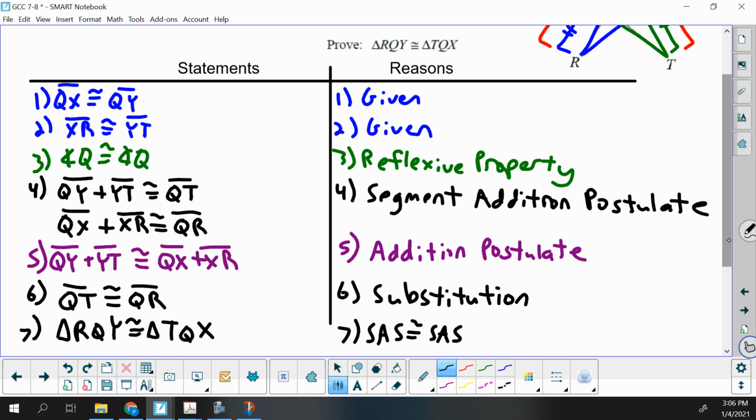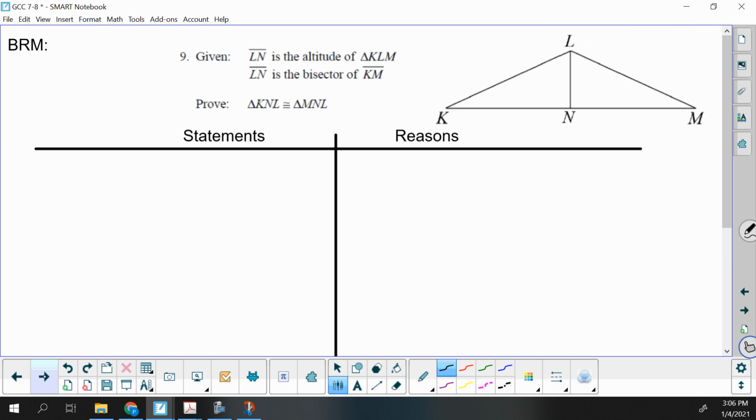So the last one we're going to look at in this video is number 9. So if you could flip ahead to that. We're going to eventually get KNL, the left-hand triangle, congruent to MNL. So for our basic rigid motion, this is a pretty simple one. We're just going to reflect over LN and pick one of your triangles. So we'll say triangle KLN. And then we'll go ahead and we'll throw our given statements in there.